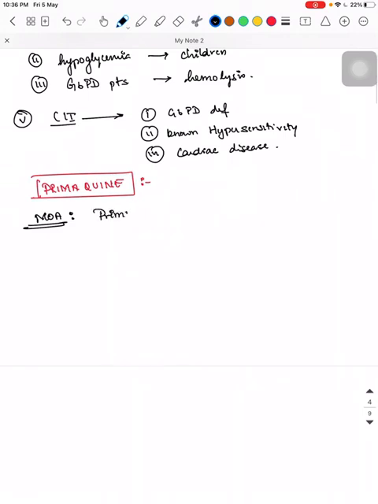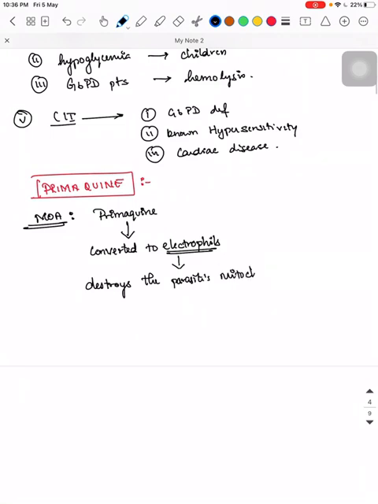Its mechanism of action. Primaquine is mainly converted into electrophiles, which destroy the parasite's mitochondria by generating reactive oxygen species.